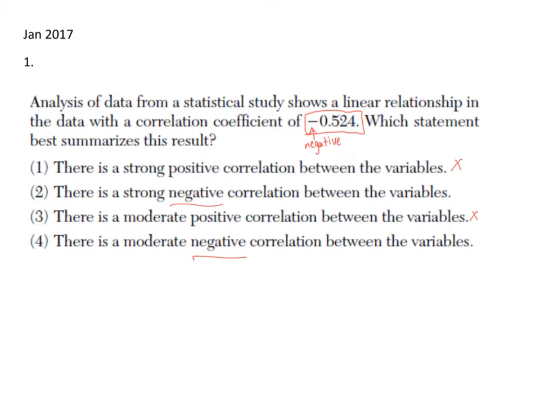And then we spoke about this idea prior to this question. Strong correlation means close to 1. Now this 0.5 is not close to 1. So it would be a moderate negative correlation. So answer choice 4.